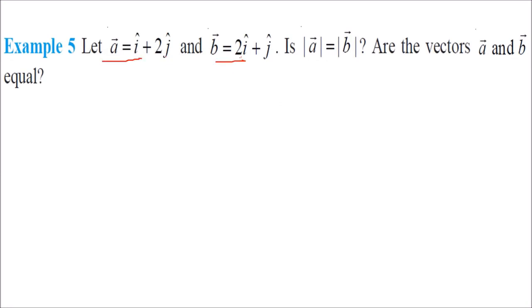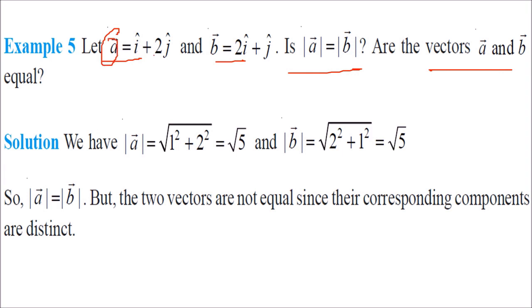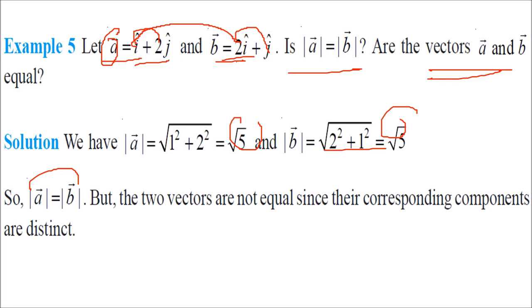These two are vectors A and B. Is A equal to B? That is, is the magnitude of the first equal to the second, and are the vectors A and B equal? Let us find out. See, this is 1 square plus 2 square, and this is 2 square plus 1 square, so under root 5, under root 5. So the magnitudes of both are equal. But these two vectors are not equal. Why? Because 2 is not equal to 1. We are taking the coefficient of i and j, and they are not equal. So the corresponding components are not equal, they are distinct.